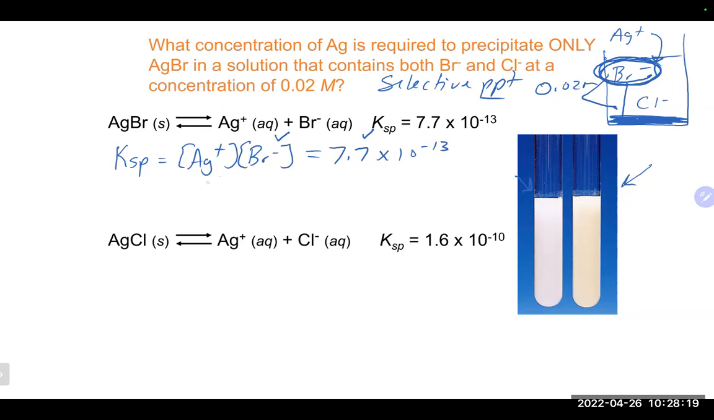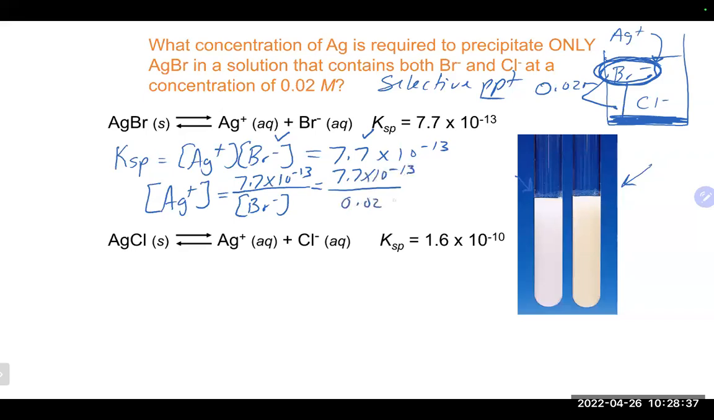And that is helpful because I am looking for how much silver I need to add. So if I rearrange the Ksp and actually solve for silver, the concentration of silver would be 7.7 times 10 to the minus 13 divided by the concentration of Br minus, which again, we have both of those numbers, so we could put it in. And if we do that here, 7.7 times 10 to the minus 13 divided by 0.02 gives us about 3.9 times 10 to the minus 11 molar.